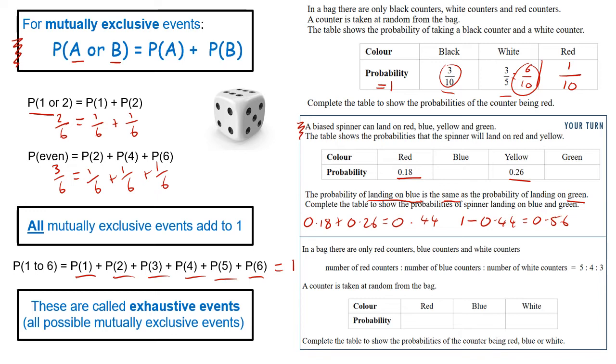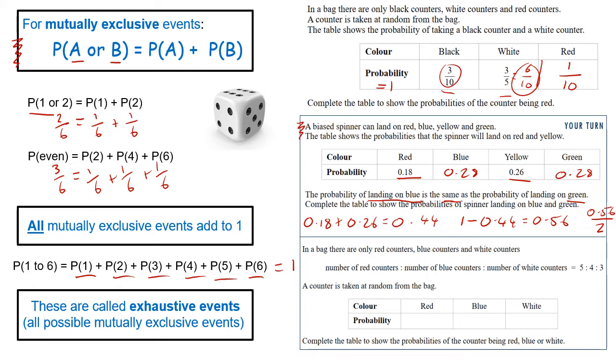So because it's equal probability for blue or green, we can just halve that, and that gives us 0.28 as the probability for either. In the next one, we're given it as a ratio. So there's only red, blue or white counters. So they're mutually exclusive events and they're exhaustive events. It can't be anything else.